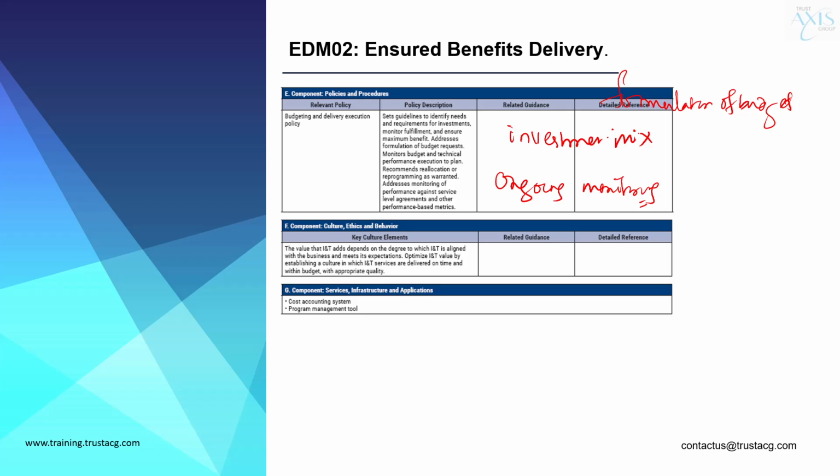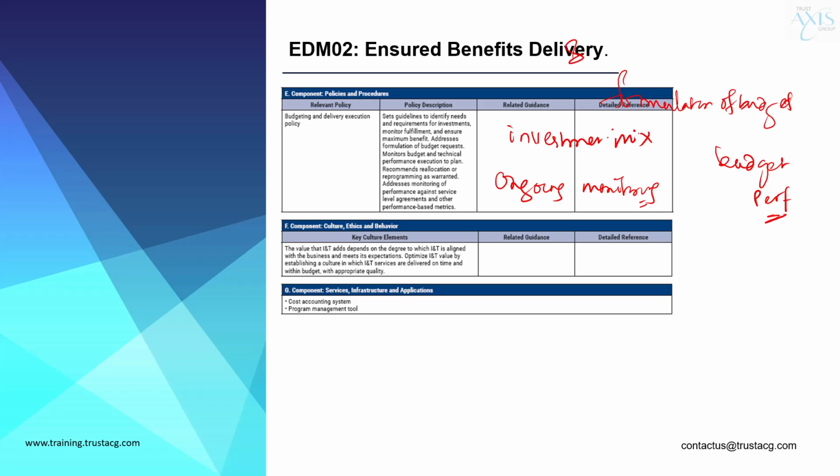It also provides the guidelines for the monitoring of your budget performance and technical execution against plan, which is key to maintain accountability. That policy must also recommend reallocation or reprogramming wherever necessary, which means that if one initiative is not delivering as per expectation or under delivering, resources can always be redirected to higher value opportunities.